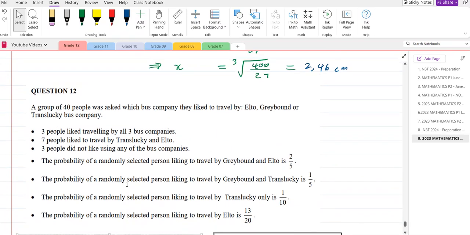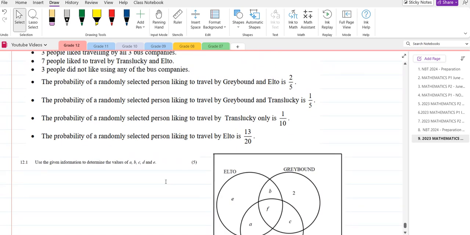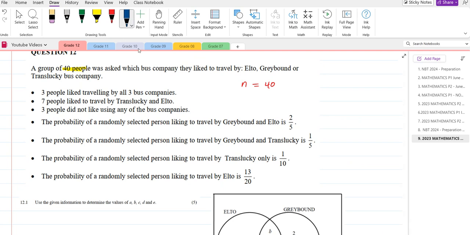Right, so let's see. A group of 40 people was asked which bus company they like to travel by: Alto, Greybond, or Translucky bus company. So we know there are 40 people, so n is equal to 40, total number of people is 40. 3 people like traveling by all 3 bus companies, so we know F is equal to 3. So we filled in all 3 intersections, right?